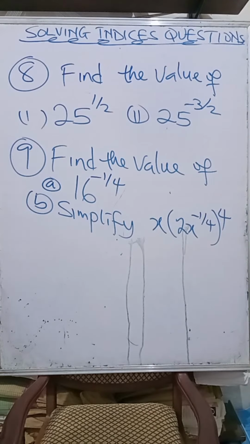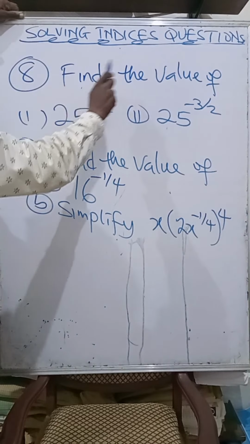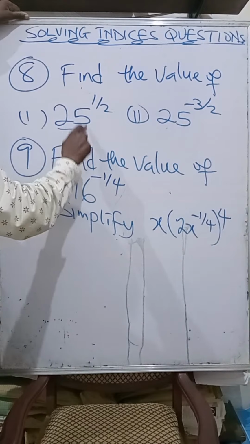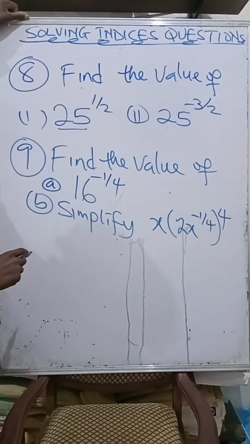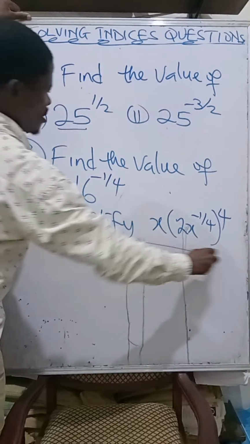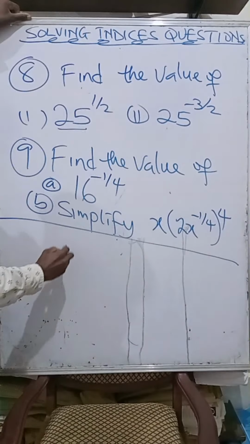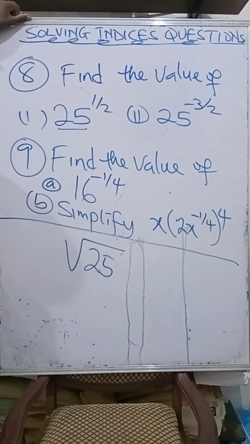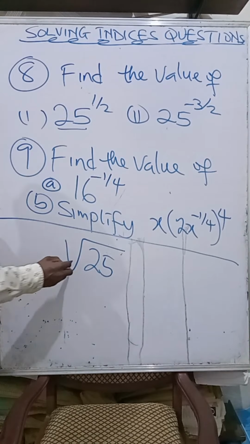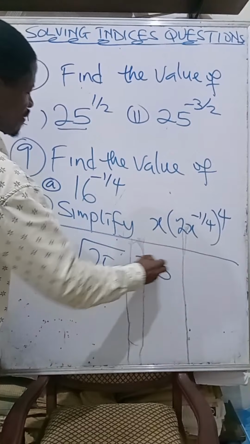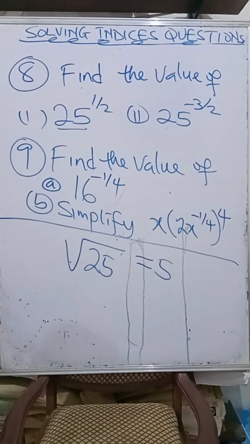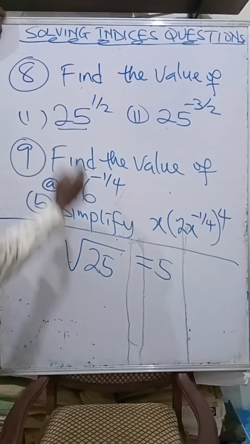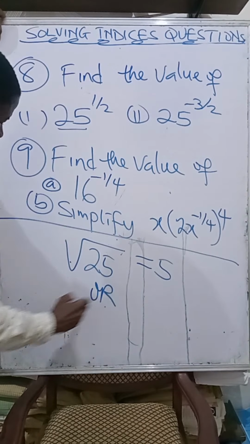Yeah, if you look at what we have here, we are told to find the value of 25 to the power half. So let's do that straight away. Don't forget, half is the same thing as square root. Okay, so without wasting time, this is equal to what? 5. If you don't want to solve it that way, you can solve it in another way.